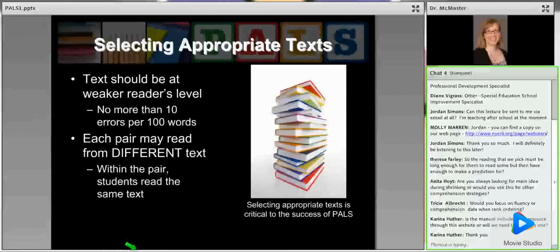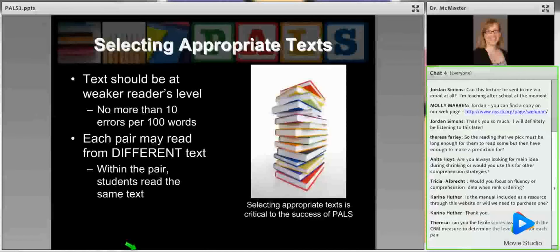Now, that text would then likely be at the independent level of the stronger reader. But again, since there won't be such a big difference between readers, the text should be appropriate. Kids can still benefit from reading text that's at their independent level. And then each pair can be reading from different text. So within the pairs, the students read the same text. So my partner and I would be reading one book, but then the pair next to us would be reading a completely different text. So everybody can be reading from a different book.